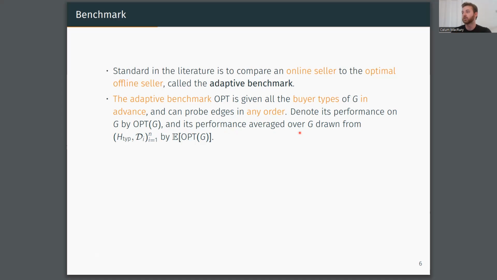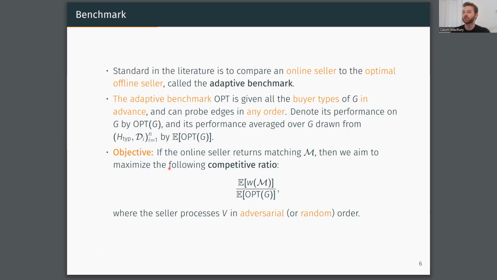Then what we're going to do is average its performance over G, which is drawn from the known IID input, and we'll write this as the expected value of OPT(G). The objective of the problem is to maximize the following competitive ratio. If the seller returns a matching M, then we look at the expected weight of the matching divided by the performance of the adaptive benchmark.